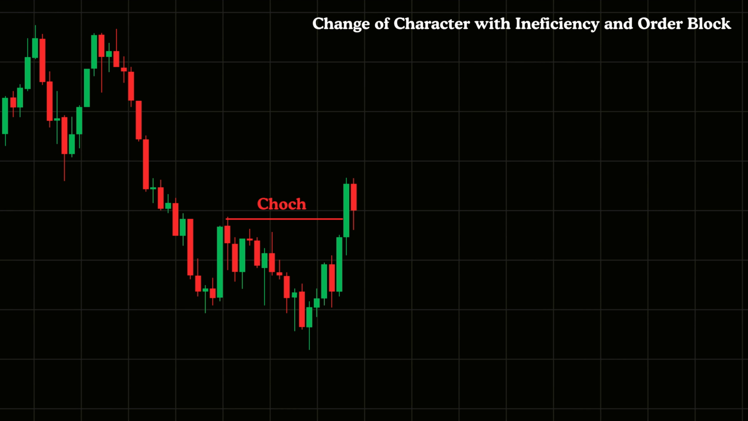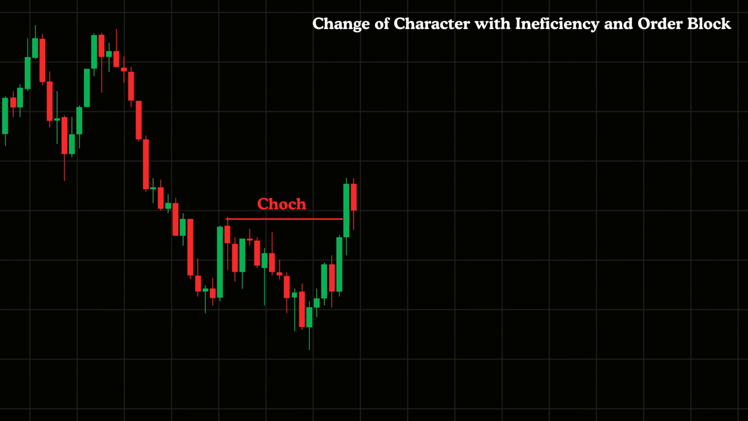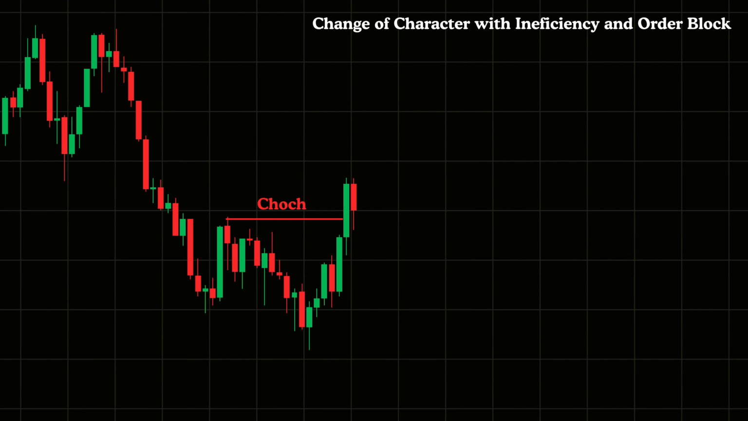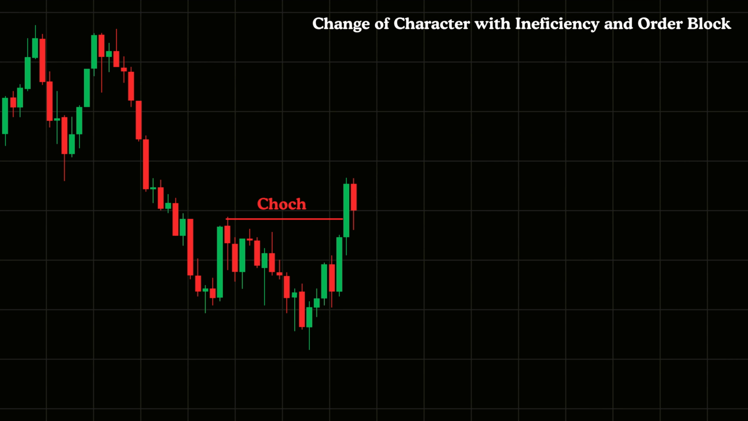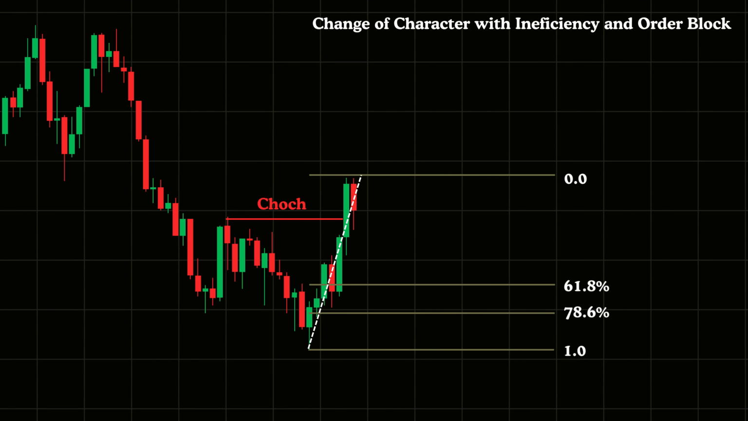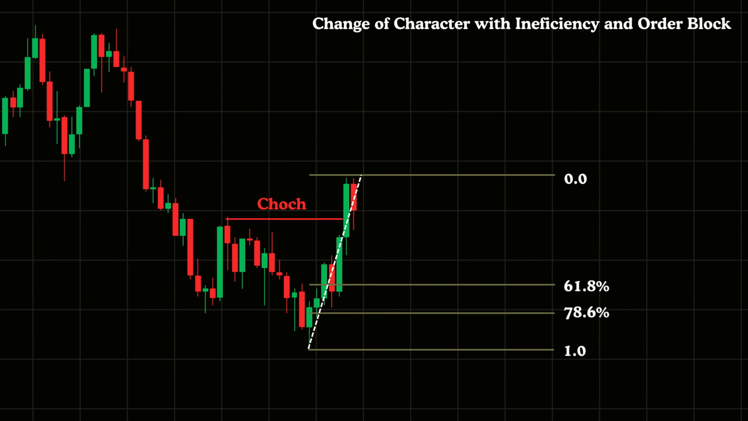Change of character without inefficiency or order block. When a change of character occurs without any visible inefficiency or order block, we rely on Fibonacci retracement levels to identify our entry point. Using the retracement tool, we draw from the beginning to the end of the move that caused the change of character.